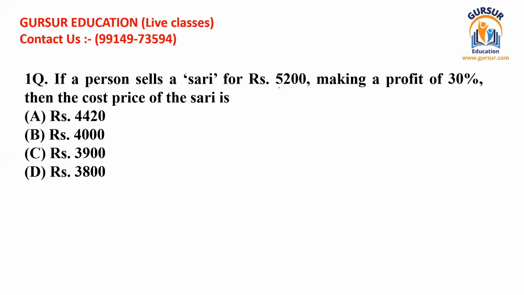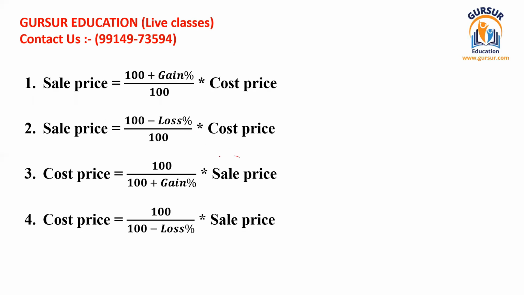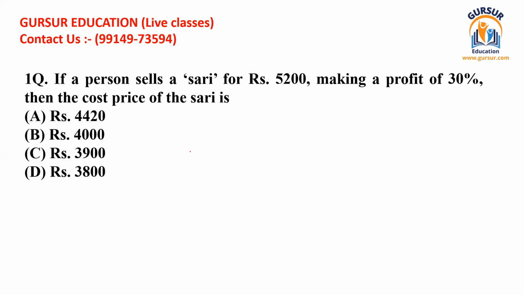If a person sells a sari for 5,200 rupees, that means he is selling at this price, so this is the sale price. He is making a profit of 30% by selling this. So the sale price is given and the profit is given. You are asked to find the cost price of the sari. This is going to be very easy for you, as I have already taught you. In case the sale price is given and the gain is given, then you can easily find the cost price. You don't need to make any kind of equation. So the cost price is very easy to find.